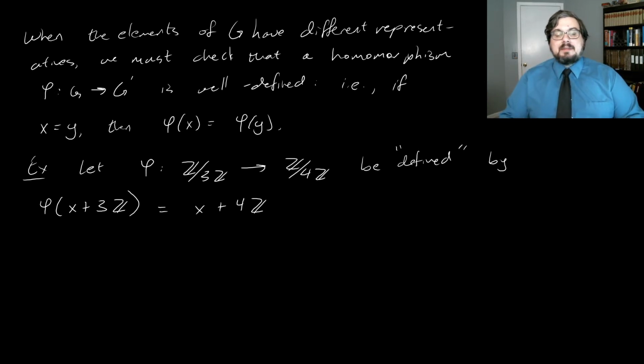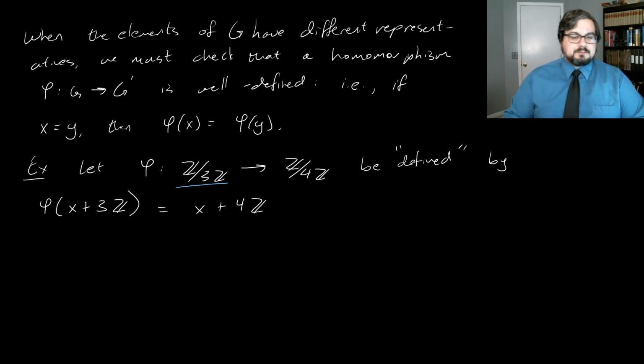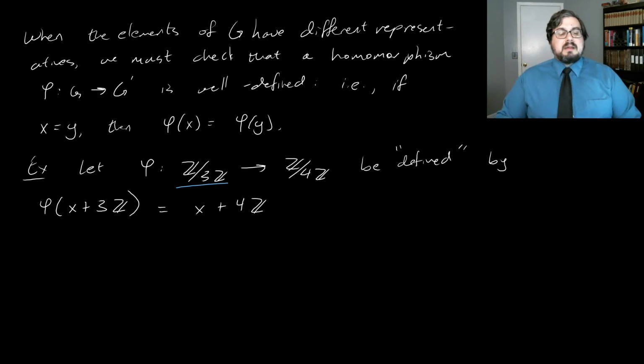Now, if I'm not careful, I might go on merrily from here and conclude that this is a group homomorphism and start looking at things that we can measure about it, like its kernel and so forth. But whenever we're dealing with a domain that has elements that have different representatives, we have to be careful. And we have to make sure that the function is well defined. So in this case, it turns out that the function is not well defined.